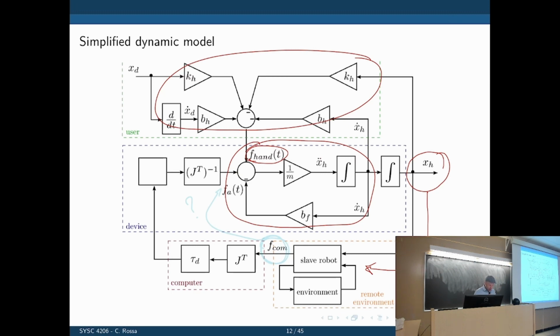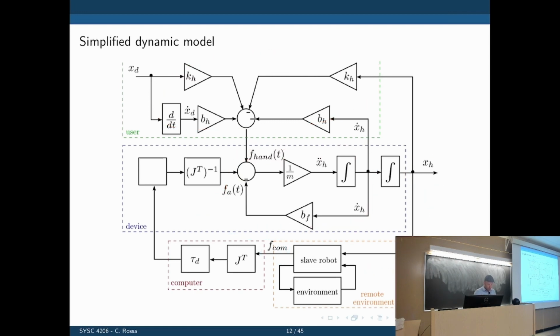Okay, any questions here? No, this is from the last lecture. There's nothing necessarily new there. F hand is the force that is being applied by the user. Yes, that's the force you apply to the device, and that's the force the device applies to you. And 1 over m is the mass of the device, and this is the frictional force of the device right here.